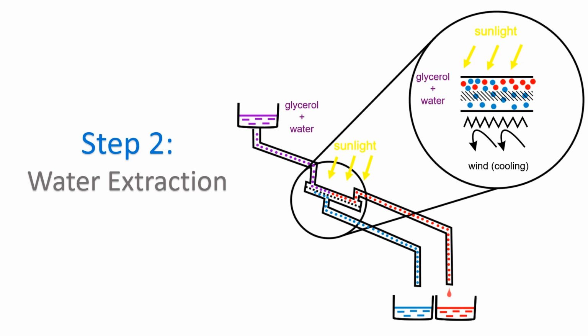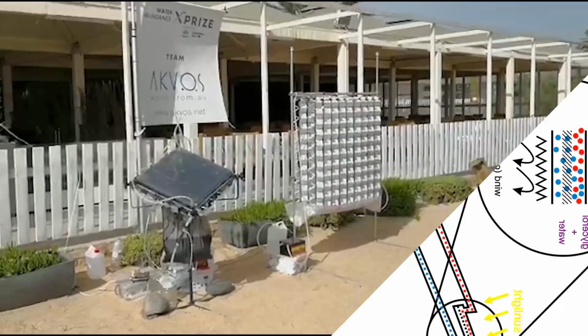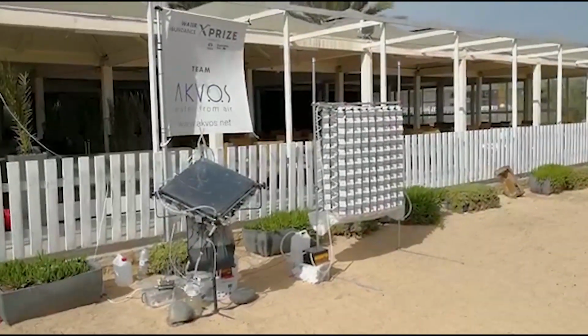This way, we have two final products: the dehydrated and concentrated glycerol, which can be reused in step 1, and our main goal, pure drinkable water. Now let's see how this works in the field.